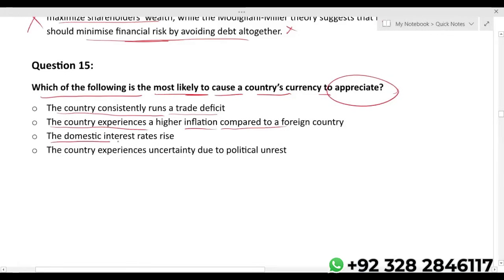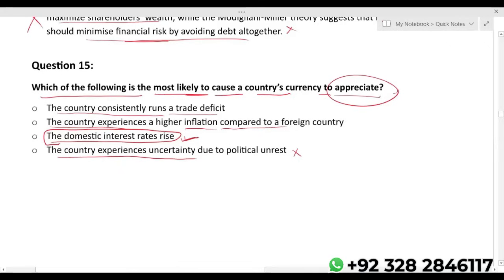The domestic interest rate rises. Now, the third one, there's a possibility due to which your currency can be appreciated. How? I'll explain. The country experiencing uncertainty due to political unrest. If there is uncertainty due to political unrest, then the currency will not appreciate, it will depreciate. Now the question is how it is possible that when the domestic interest rate rises, there are chances that your currency will appreciate.